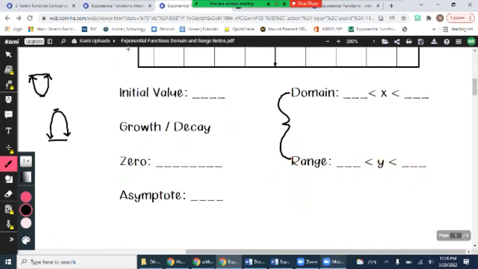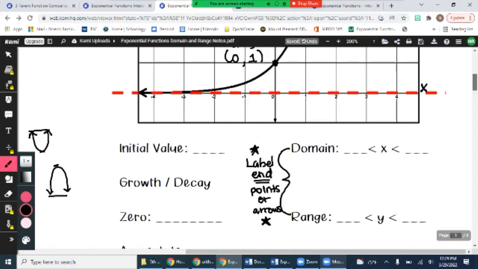Okay. So what I want you to do every single time is label endpoints or arrows. Label the endpoints or the arrows every single time. Start with the y-intercept, then go straight to the ends of the line on both sides and label those points. Label the endpoints or the arrows.